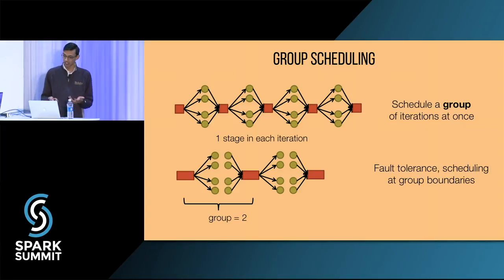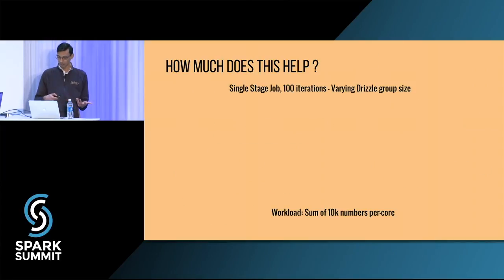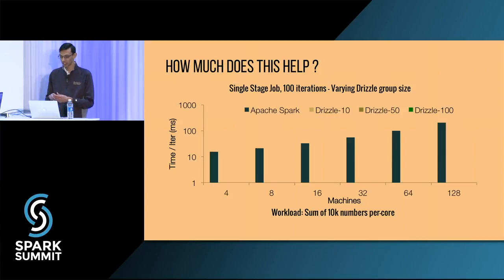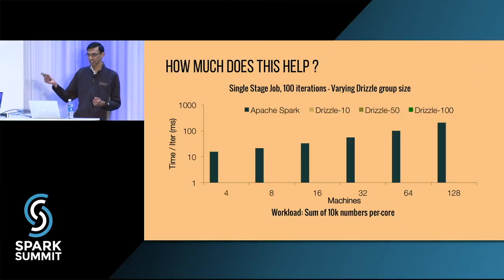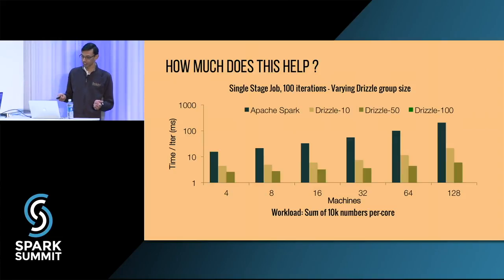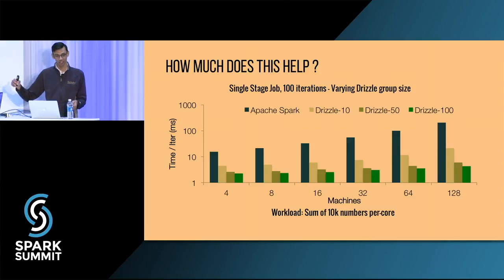So how much does this help? We redid the same benchmark that I showed you before, where we were computing the sum of random numbers, just a micro benchmark. The blue bars here show how Apache Spark works today, where the latency goes to around 200 milliseconds at 128 machines. Now, in Drizzle, we can actually vary the group size. First, we set the group size to 10, and that brings it down to around 21 milliseconds at 128 machines. But if we push it even further to, let's say, a group size of 50 or 100, we can come down to around 5 milliseconds of overall execution at 128 machines.